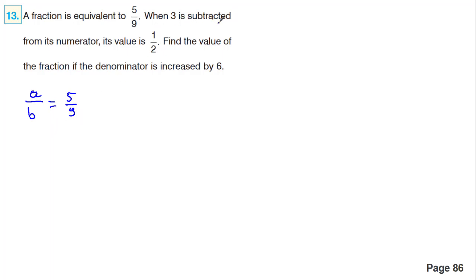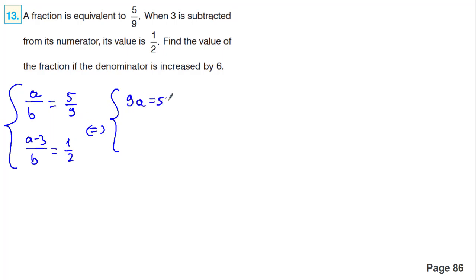And when 3 is subtracted from its numerator, being a, so a minus 3, its value is 1 over 2. So the denominator didn't change. That means this is 1 over 2. Now this should be a system. How do we know? Well, if you cross multiply here, you'll see that it will be a linear equation. So cross multiplying results in 9a is 5b. On the second equation, if you cross multiply, you get a minus 3 is b. All right, we can solve this system.